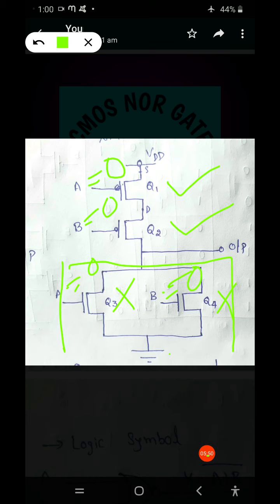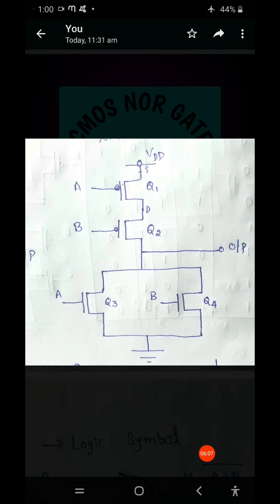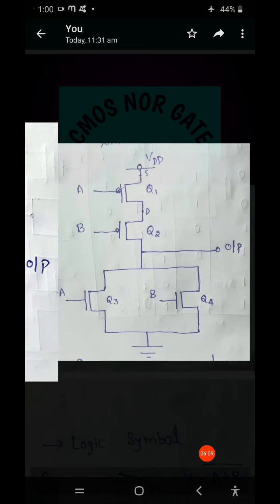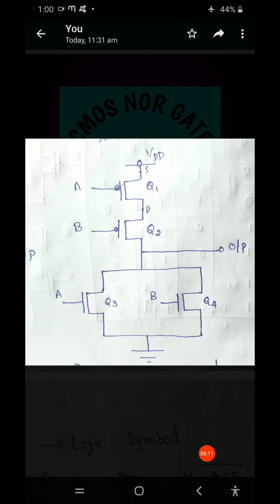So the VDD power supply moves towards Q1 and Q2 to the output. So output will be 1. Okay, so output will be on here. Right, so that is the first condition, whenever we apply A equal to 0, B equal to 0.